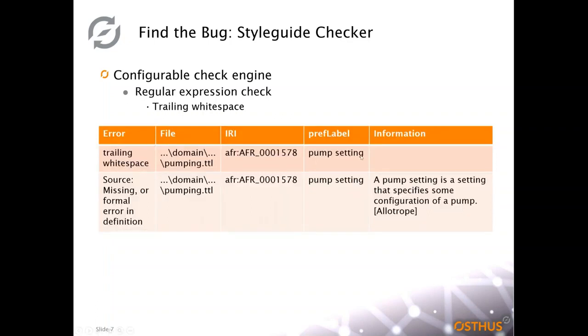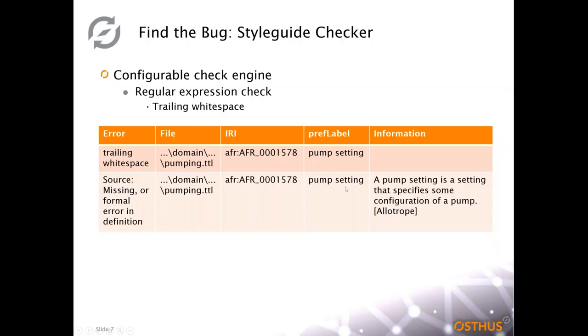The first line of this is the line we're interested in right now. It says the error type is trailing white space. Then it gives the complete file name. I've abbreviated it a bit to make it fit the screen, but basically this is what it looks like. Then we get the IRI, and we get the preferred labels, to make it human readable which entity it is. There's no additional information needed right now because we can already say, okay, trailing white space and no additional information, so it must be on the label itself.